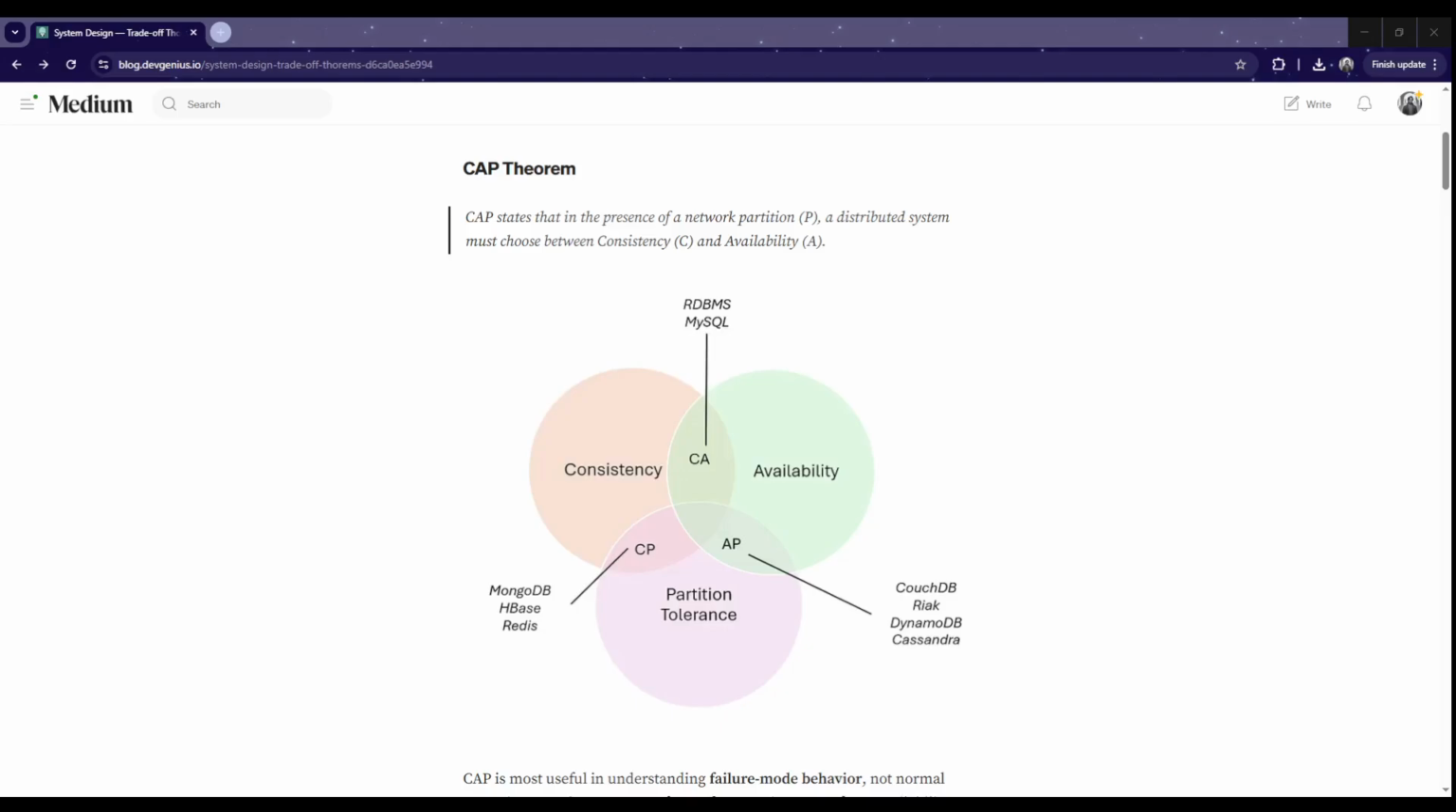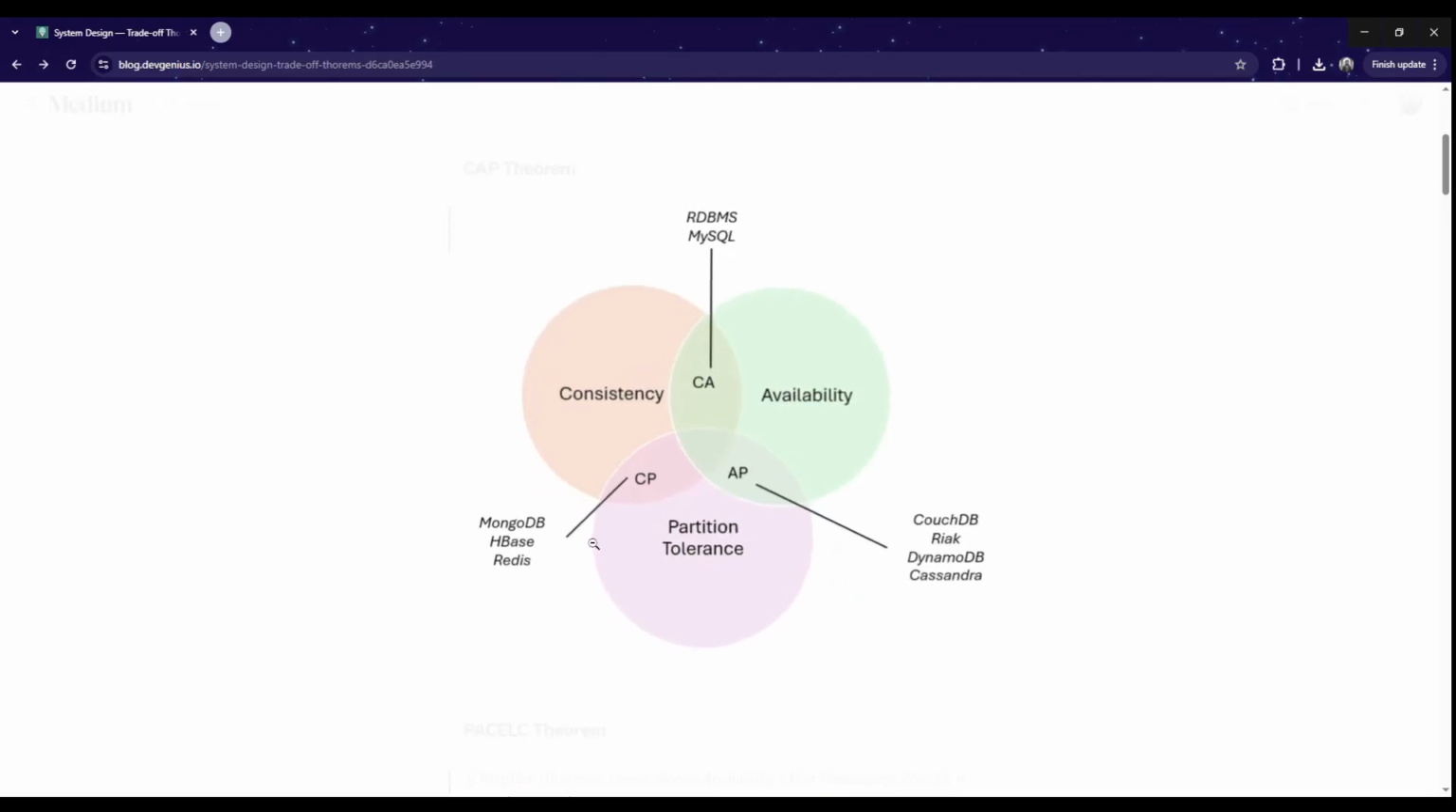So given a partition tolerance, means network partition, we will have to either choose availability or consistency. We can't choose both. So this picture denotes systems which have partition tolerance. For example, let's say this circle is for partition tolerance. So either we can choose consistency. So that system becomes CP, which is we have systems like MongoDB, HBase, and Redis. So they prefer consistency over availability. So that means that the system will go down to remain consistent.